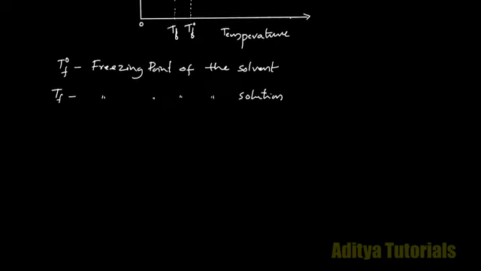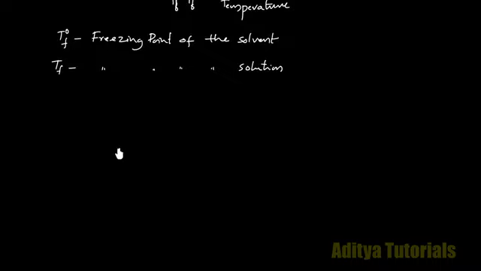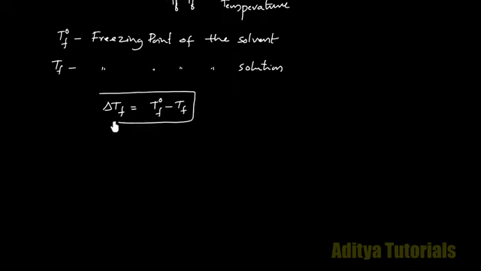After that, if I want to know how much the freezing point has changed, the difference in the freezing point is given by delta Tf, which is equal to T naught F minus Tf. This change in the freezing point temperature is known as depression of freezing point. Now consider the depression of freezing point for dilute solutions.